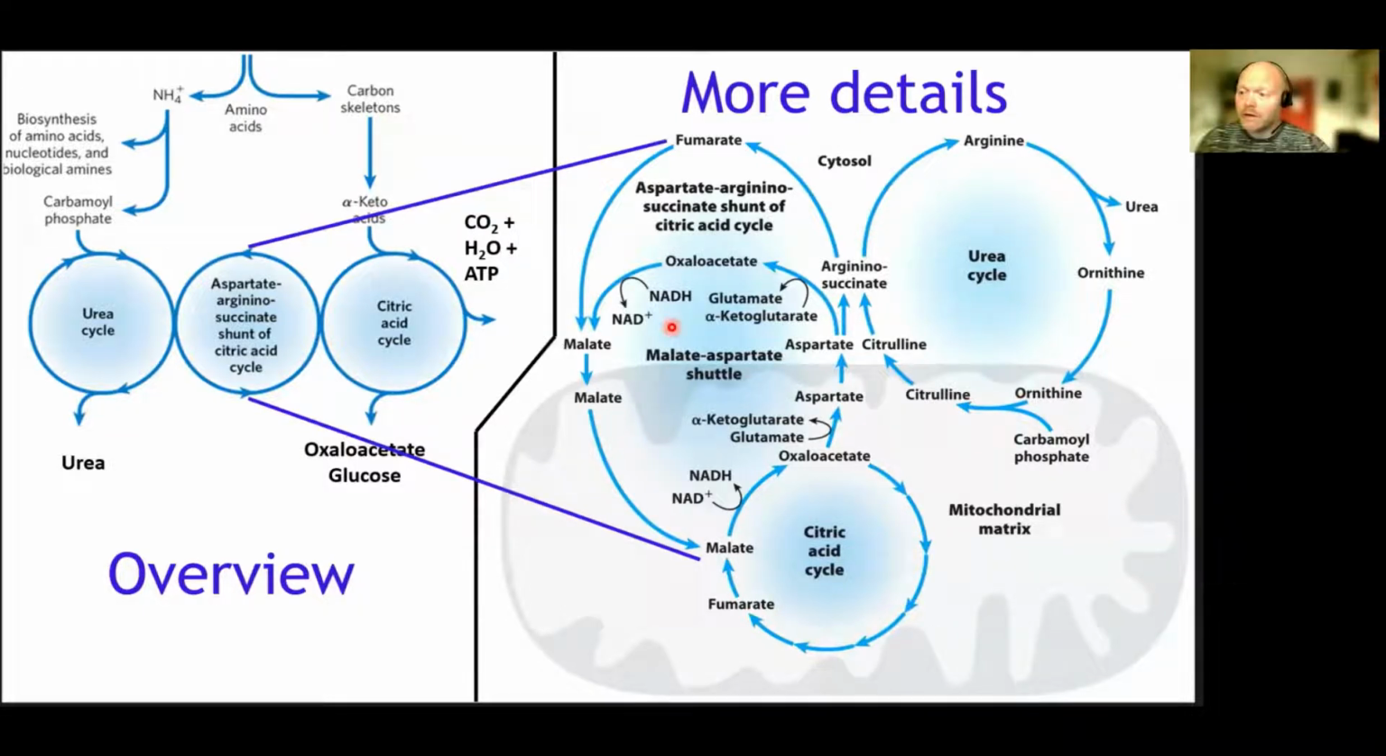The shunt shares malate and oxaloacetate with the citric acid cycle and argininosuccinate with the urea cycle. Argininosuccinate is processed to arginine going this way, and fumarate going this way. Now, fumarate and oxaloacetate is processed to malate in the shunt, and malate enters the citric acid cycle here. Notice the malate aspartate shuttle, which connects aspartate and malate.